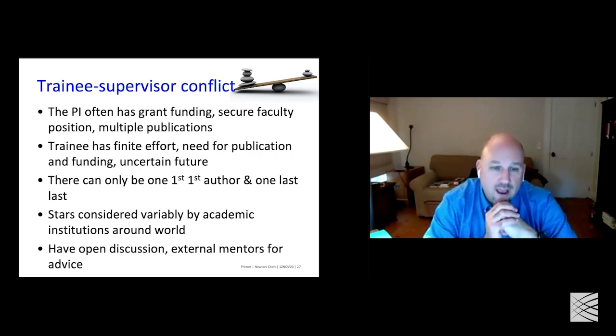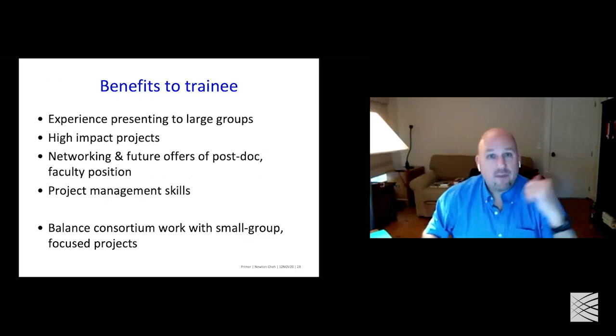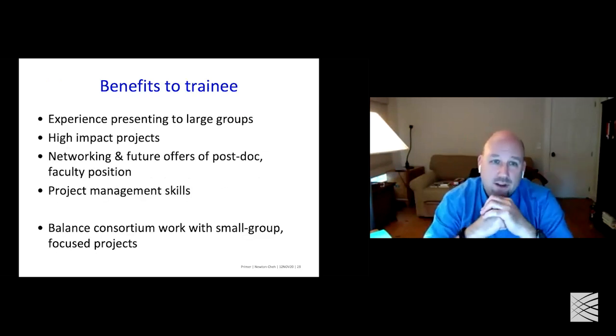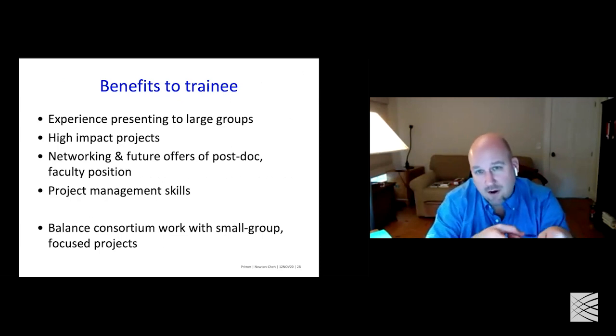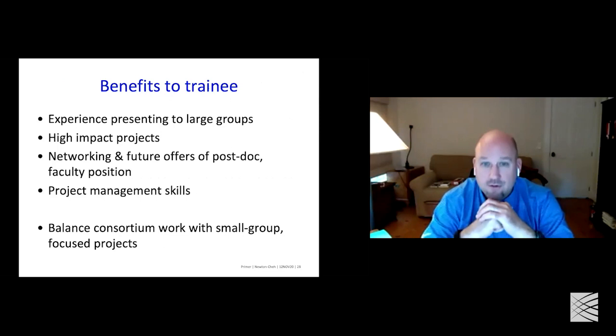So it's important to have open discussion of the trainee and the supervisor, and it's really important for trainees to have external mentors whom they can use for advice. I will say there are a bunch of benefits to the trainee. Number one, you gain experience presenting to large groups. You have involvement in high impact projects. It facilitates networking, which can include future offers of postdoc or faculty positions.